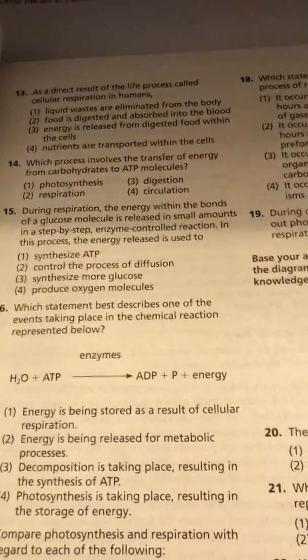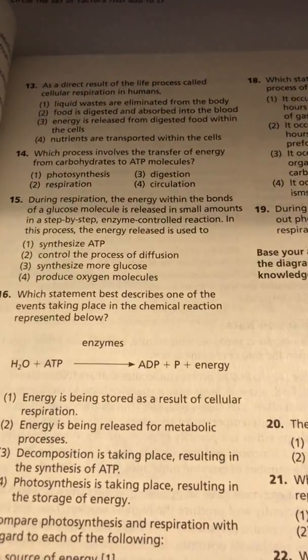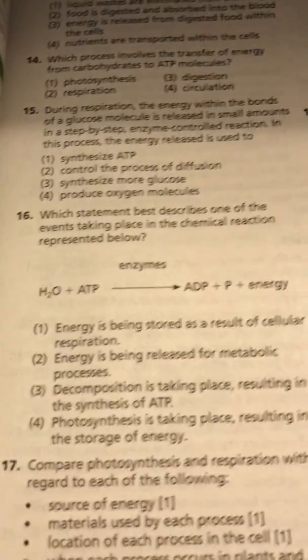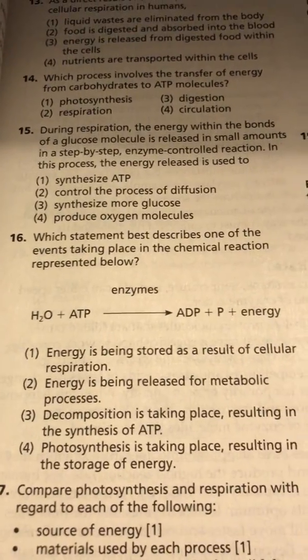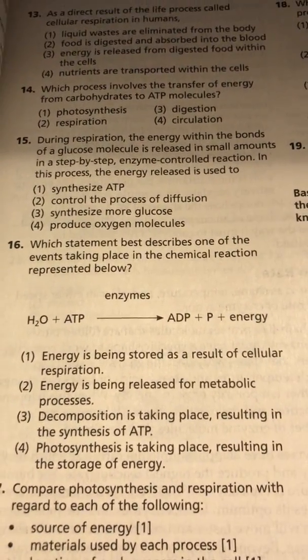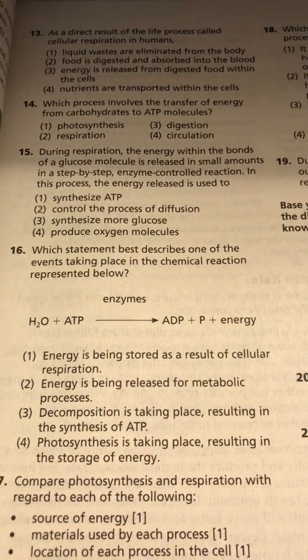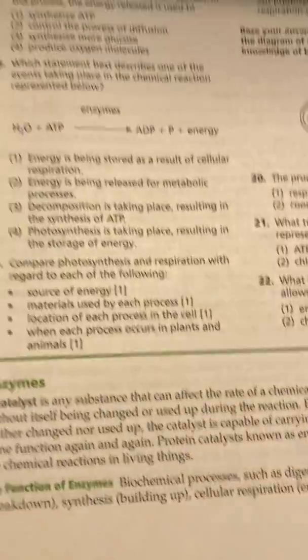During respiration, the energy within the bonds of a glucose molecule is released in small amounts in a step-by-step enzyme-controlled reaction. In this process, the energy released is used to 1. Synthesize ATP, 2. Control the process of diffusion, 3. Synthesize more glucose, or 4. Produce oxygen molecules.